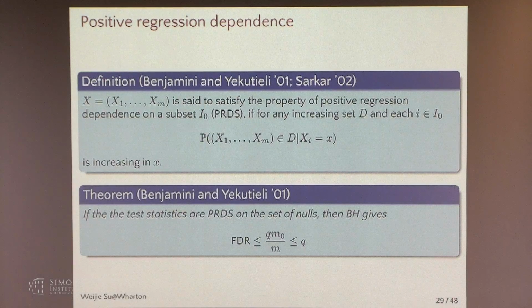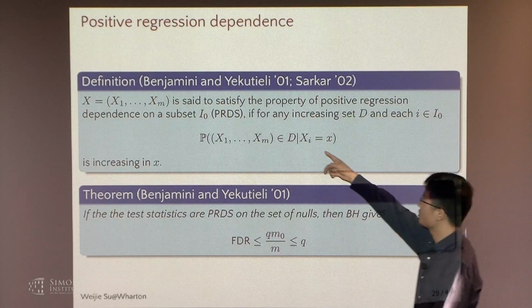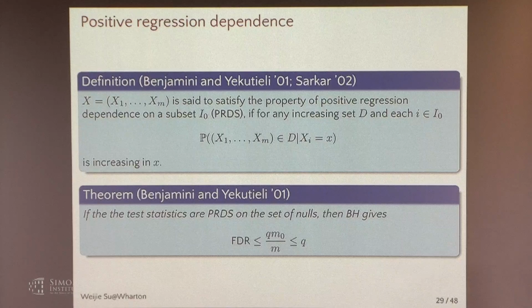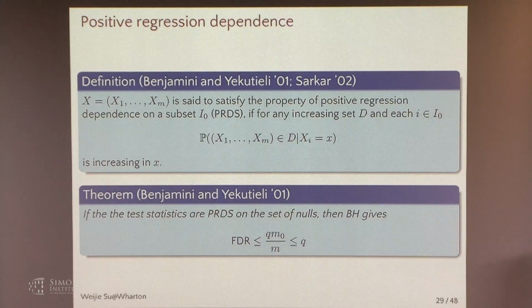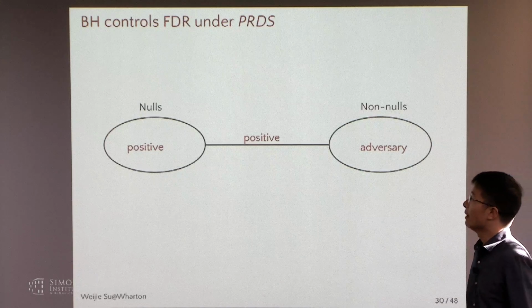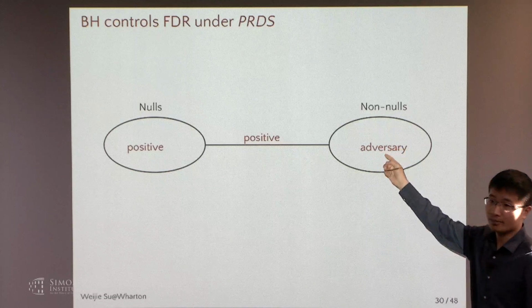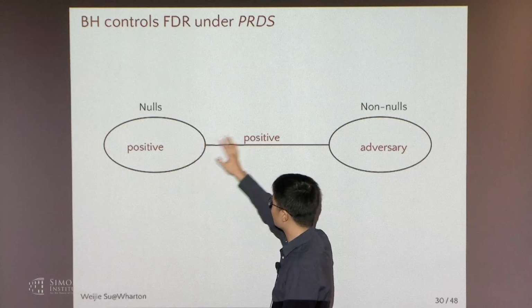Let's review what PRDS is. The condition is a little bit complicated, but roughly speaking, if you increase one component of X_i, then the rest of the components of the vector will also increase. And here i should be any null p-value component. Then, using a very beautiful leave-one-out proof by Benjamini and Yekutieli, they say if the p-values satisfy PRDS, then FDR is bounded exactly at level Q. So this is the FDR control result under PRDS. Here you see they only allow the dependence within the non-nulls to be arbitrary, but within the nulls it should be positive, and between the two parts it should also be positive.